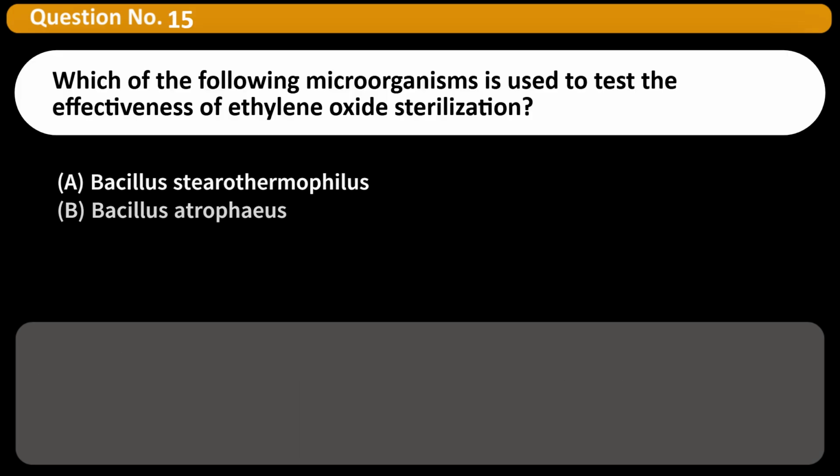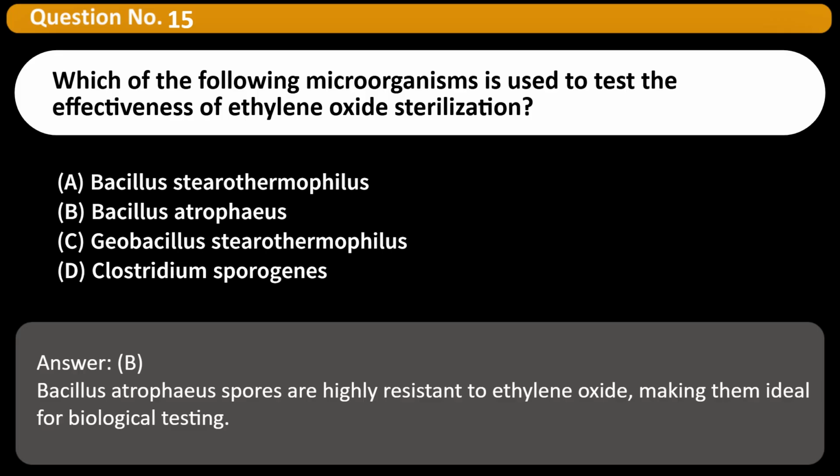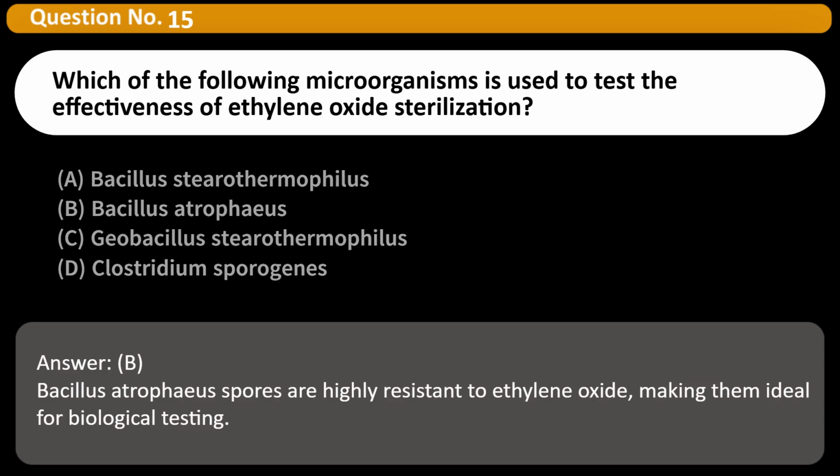Which of the following microorganisms is used to test the effectiveness of ethylene oxide sterilization? A. Bacillus stearothermophilus. B. Bacillus atrophius. C. Geobacillus stearothermophilus. D. Clostridium sporogenes. Answer: B. Bacillus atrophius spores are highly resistant to ethylene oxide, making them ideal for biological testing.